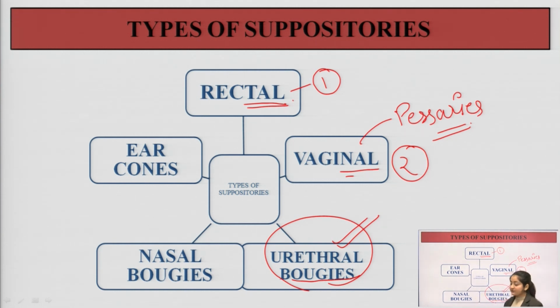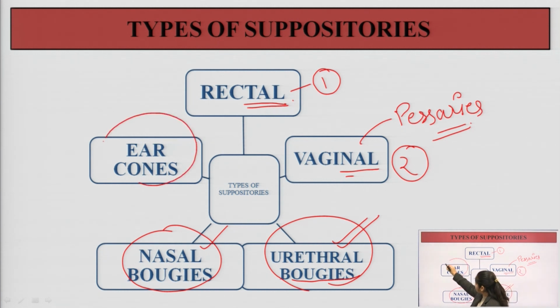Moving on, another type of suppositories is known as nasal bougies. Nasal bougies are meant to be inserted into the nose or nasal cavity whenever there is any discomfort or ailment of the nose, for example in chronic sinusitis. Sinusitis, as we know, is a condition which occurs in the nasal cavity, so in those cases we insert nasal bougies. Moving ahead, ear cones.